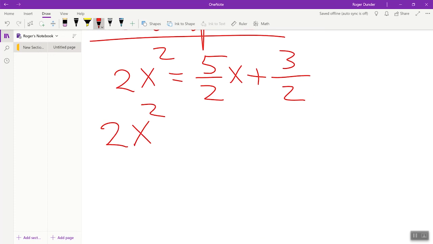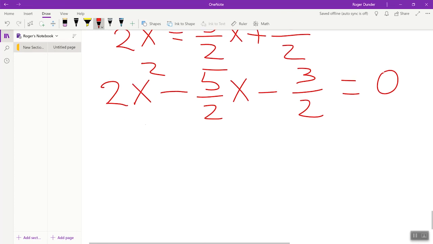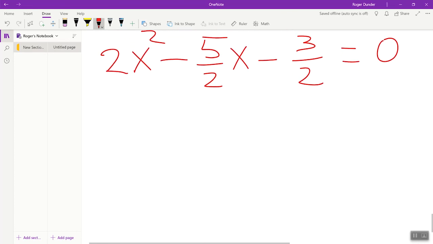2x squared, that's ax squared, plus bx. It turns out that I have to bring this across. So minus 5 halves x minus 3 halves equals 0. There we have standard form, and we can identify A, B, and C. A is 2, B is negative 5 halves, C is negative 3 halves. Now we can proceed to use our quadratic formula.